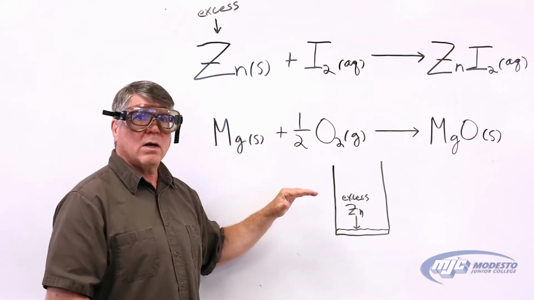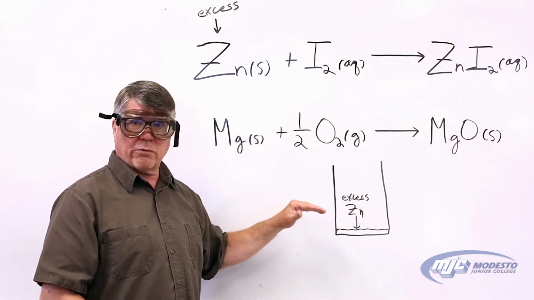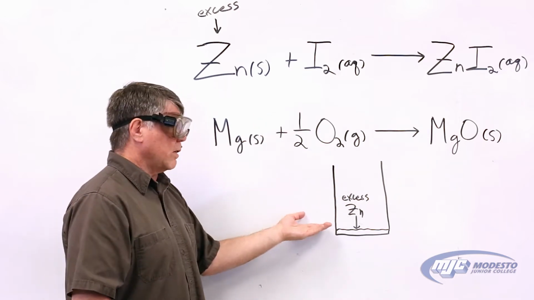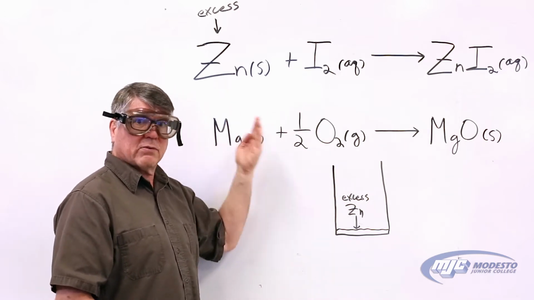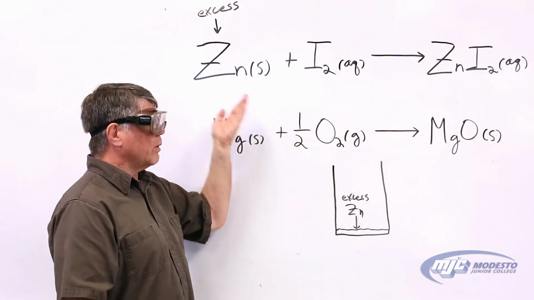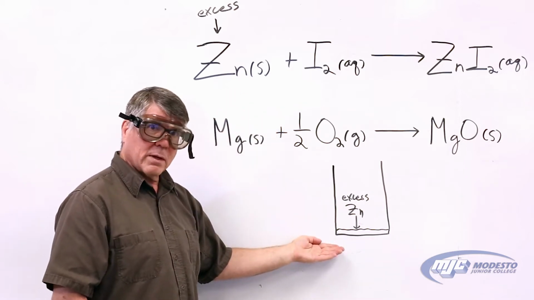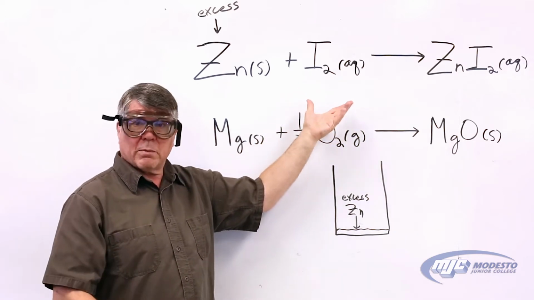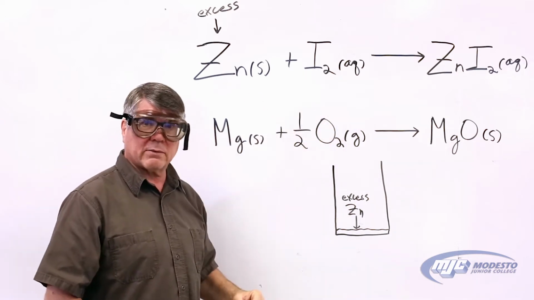To calculate that, we need to know how much zinc reacted and how much iodine reacted. So like we just said, the amount of zinc reacted is the difference in the mass of how much we start with and how much is left over. The amount of iodine that reacts, well, it all reacted, so however much we weigh out, that's how much reacted.